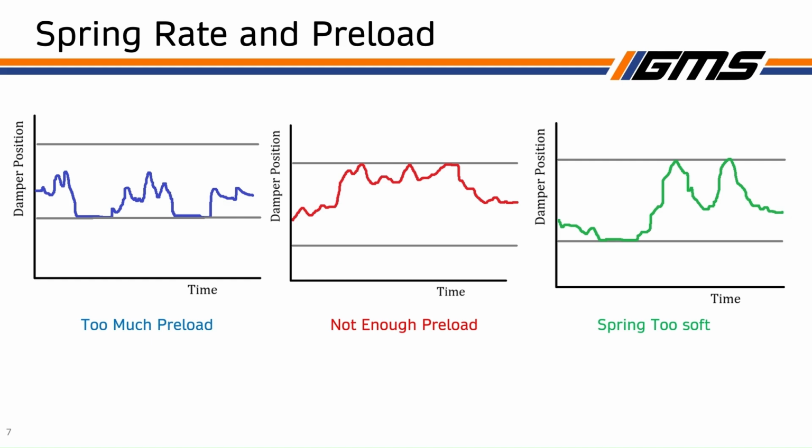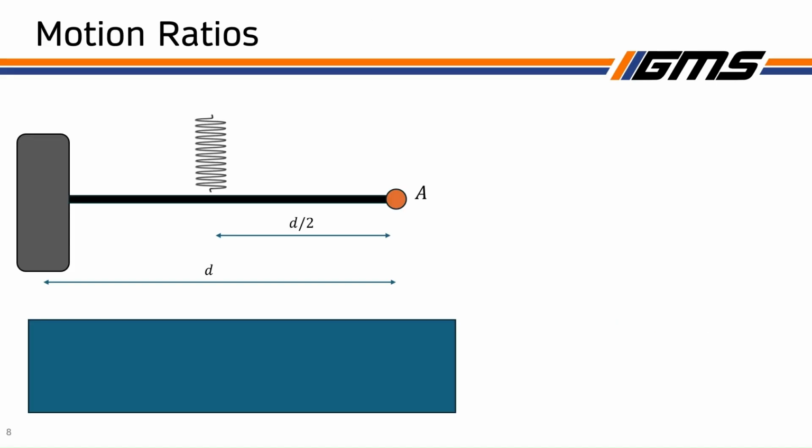But before we do that, I just like to make a quick note about motion ratios. Motion ratios are really important, and sometimes I'll be talking about something in the rest of this lecture, and I'm just going to assume that you take the motion ratio into account. But the motion ratio essentially is just the amount that your wheel moves is not going to be the same amount that your spring moves, right?